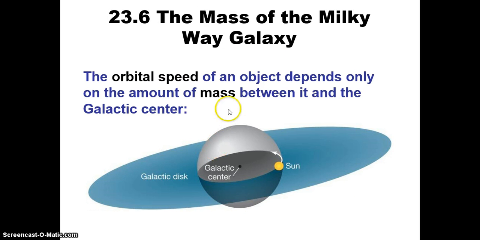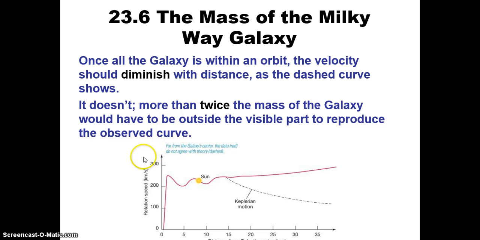So orbital speed depends on the amount of mass. We can look out into the disk of the galaxy, not in the visible part of the spectrum, but usually using radio waves and infrared waves, and we can measure the speed. This is called the rotation curve. And with this, we made a great discovery.